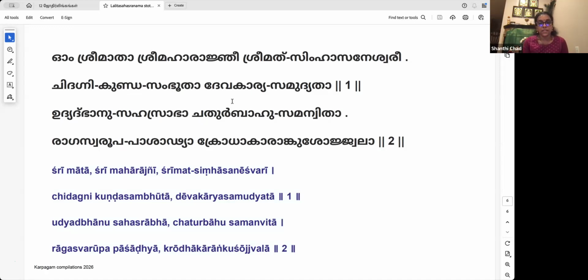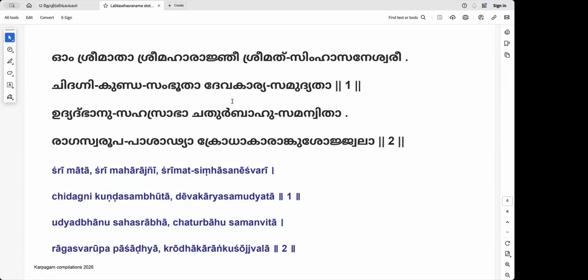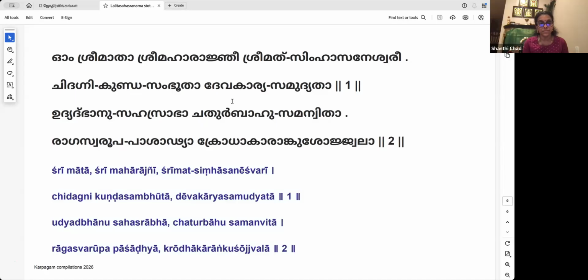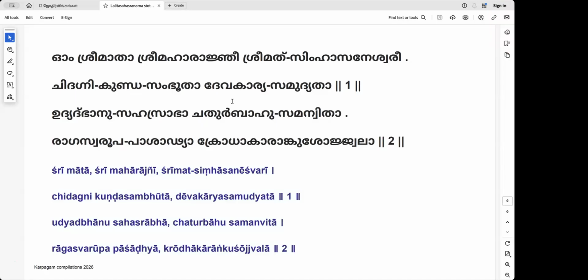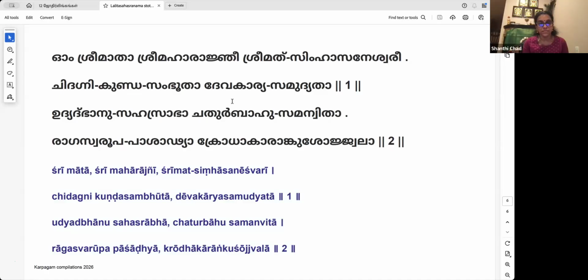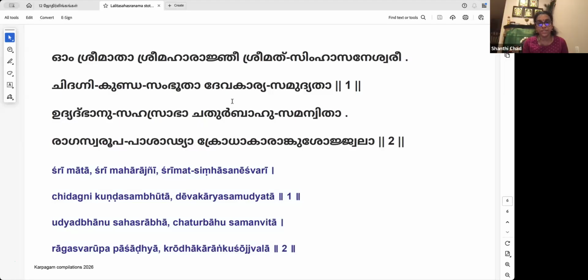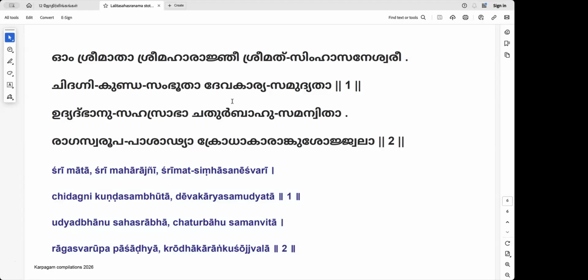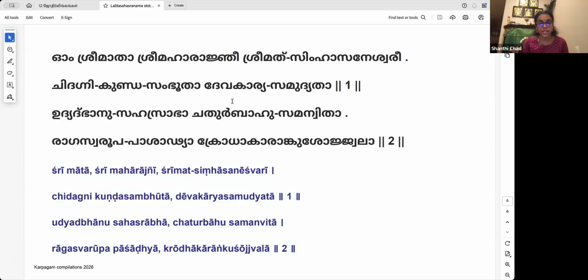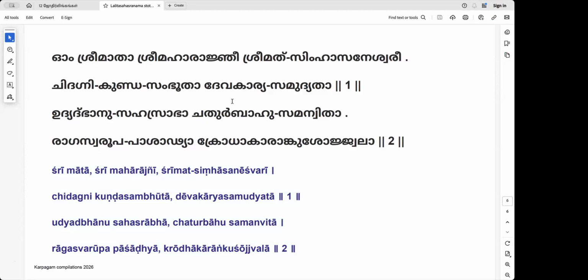Srilata, you can repeat the first shloka. Om Shri Mata, Shri Maharajni, Shrimat Simhasaneshwari. Om Shri Mata Shri Maharajni Shrimat Simhasaneshwari.